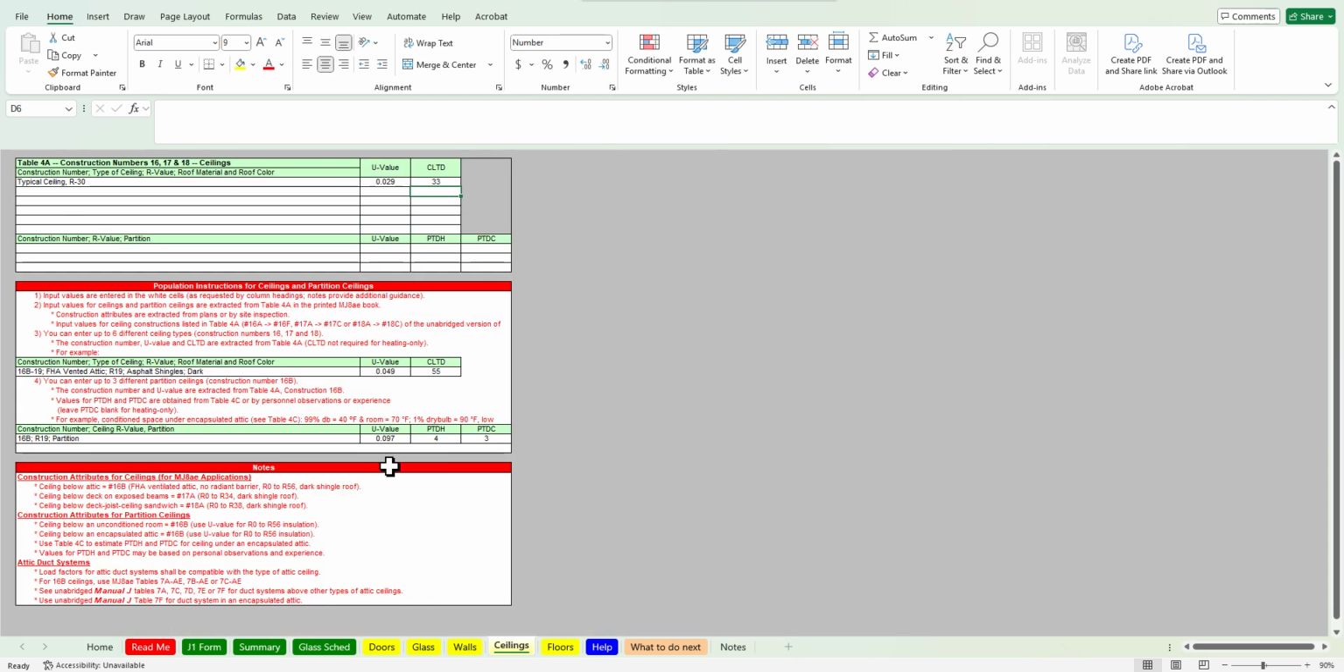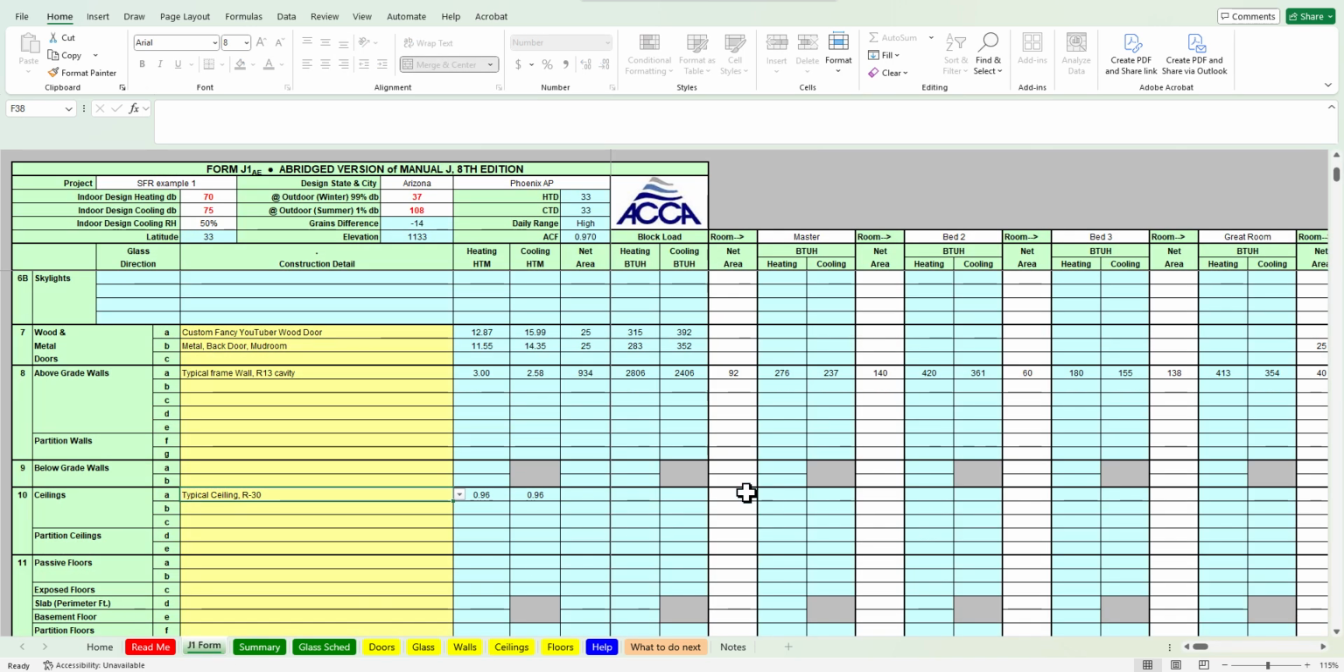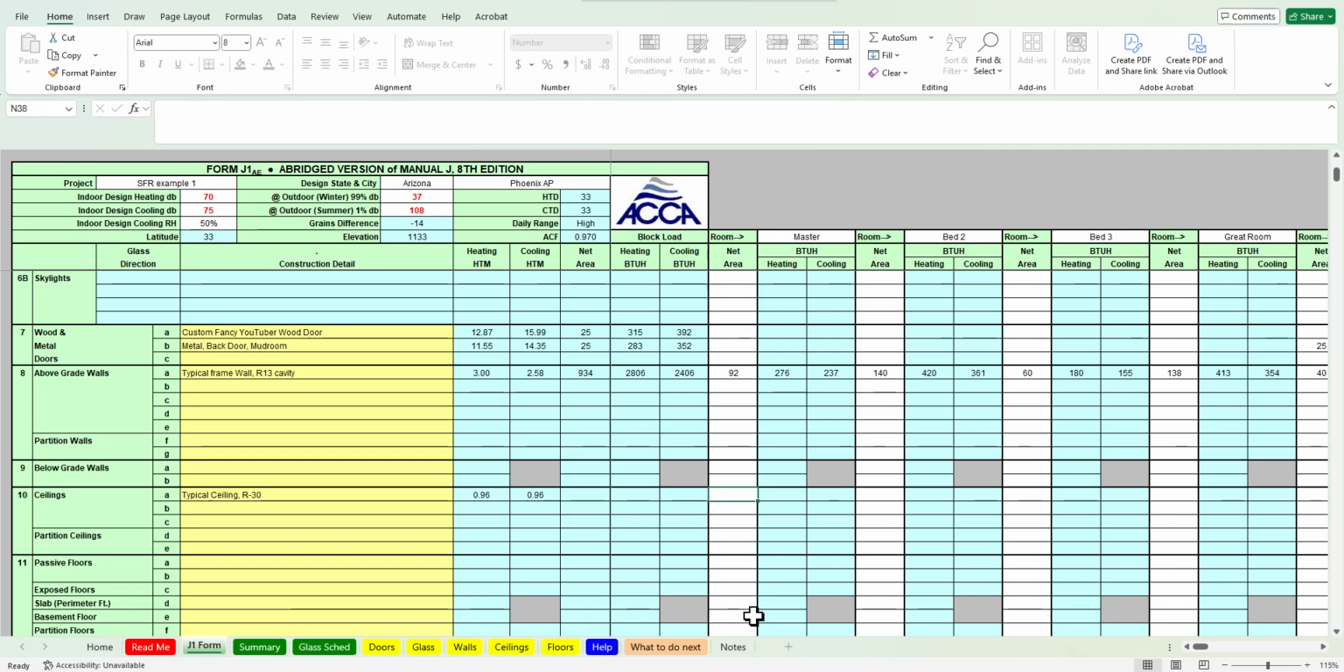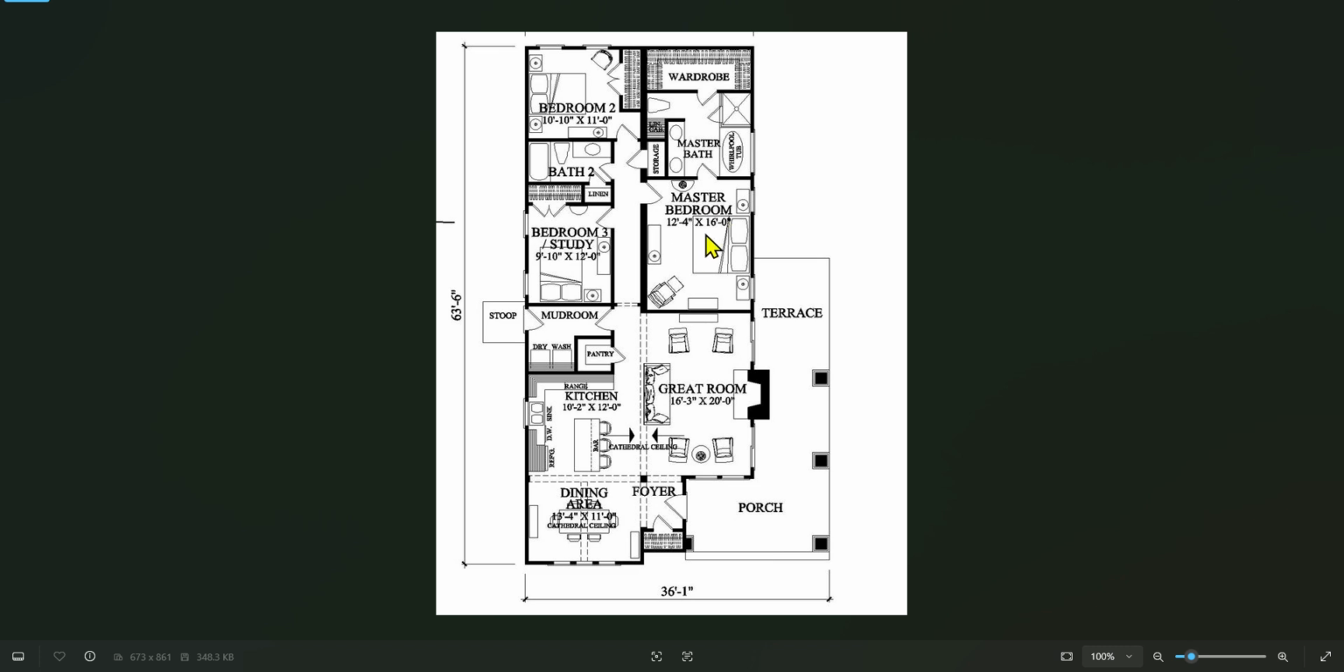We created this ceiling here. So now, in these cells, we need to enter the net area of the ceiling. That's going to basically be the same as the number that you see here, this 16 feet, 3 inches by 20 feet. Here we go, master bedroom. So let's start at the master bedroom right here. Now I think the cathedral ceiling is only in this area. And I'll explain why that's relevant in a little bit.